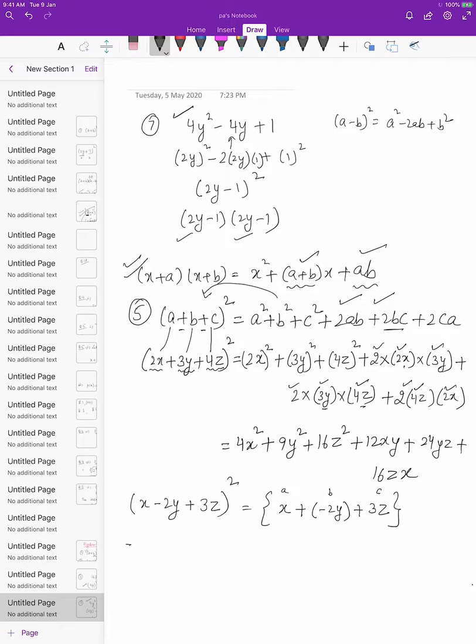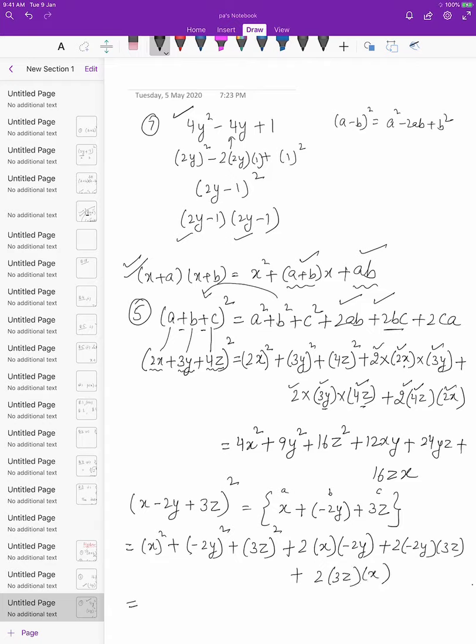Now what is the expanded form? First I will write a square, that means x square plus b square, which will be minus 2y whole square, plus c square, which is 3z whole square, plus 2 into a into b. A is x, b is minus 2y, plus next term is 2bc, 2 into b into c, plus 2 into ca, that is 3z into x.